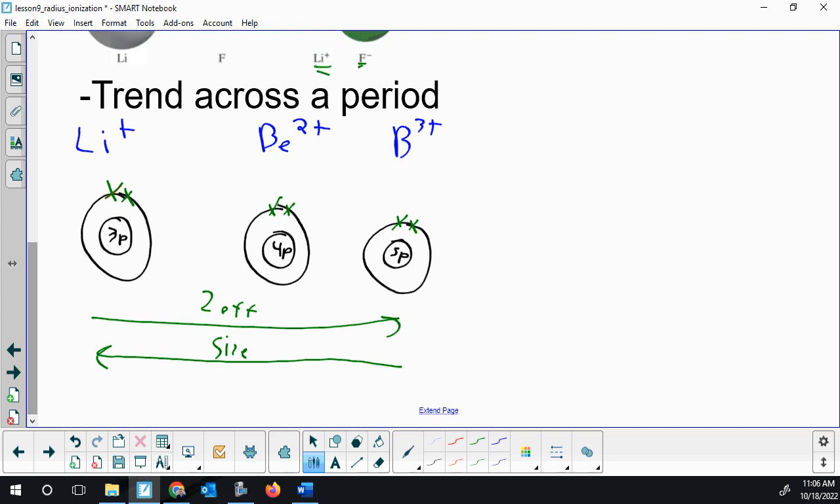Okay. So we're starting to repeat some of our logic. Basically 2 logic statements. 1 is energy levels determining size. 2 is charge from the outside to the inside. Let's keep going across the period.